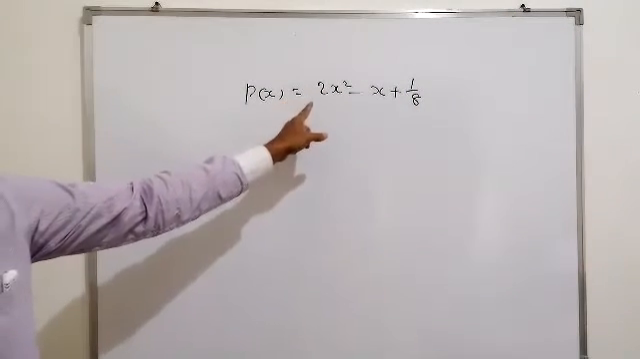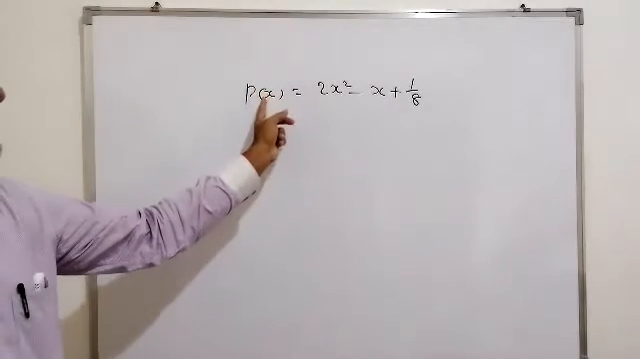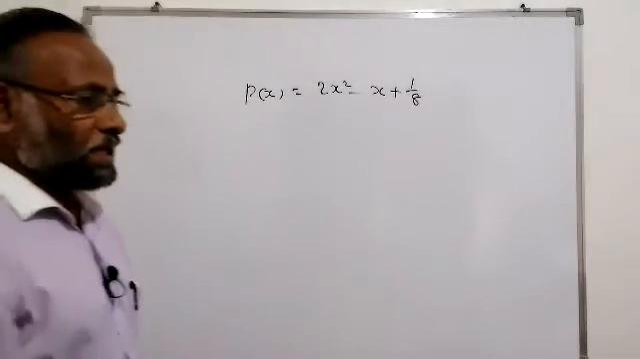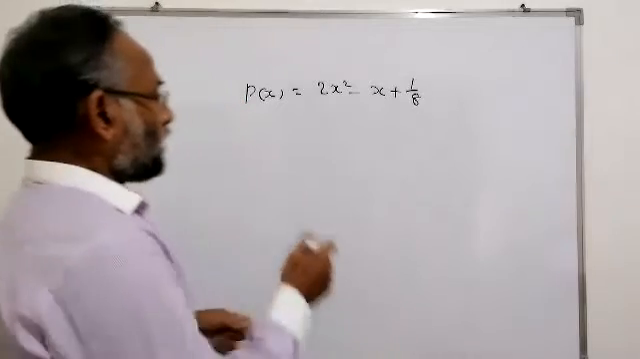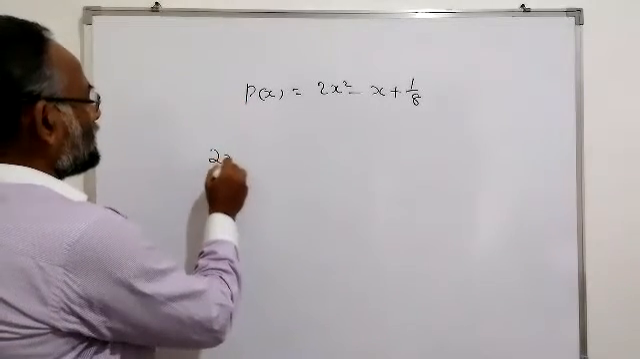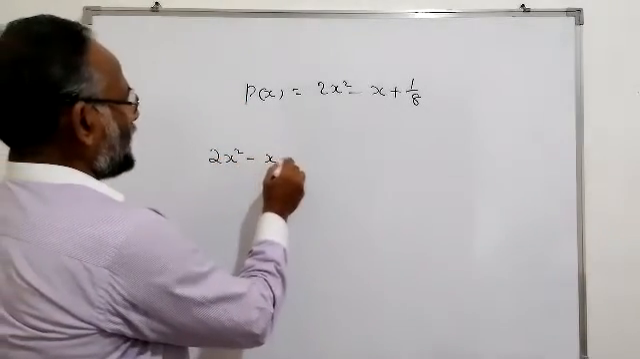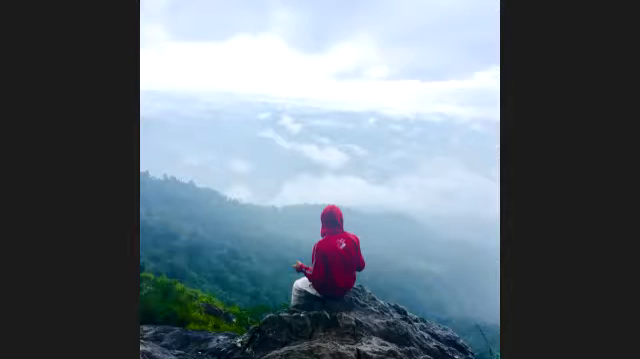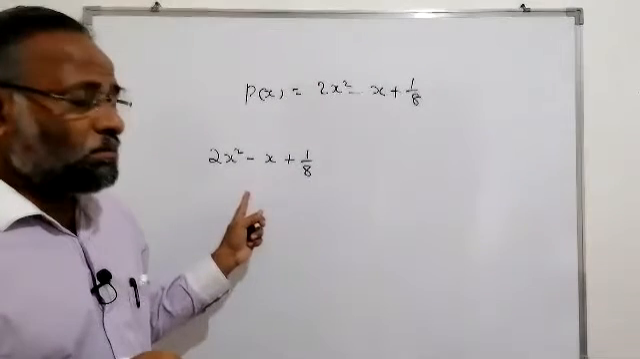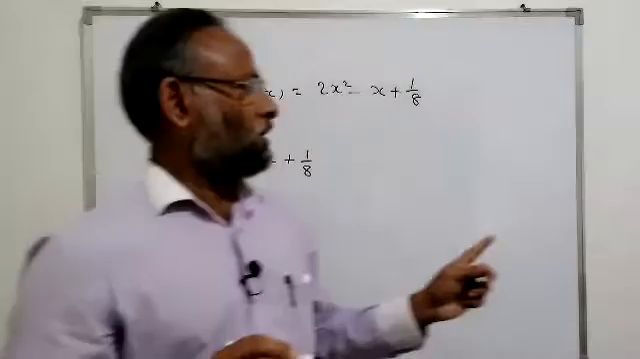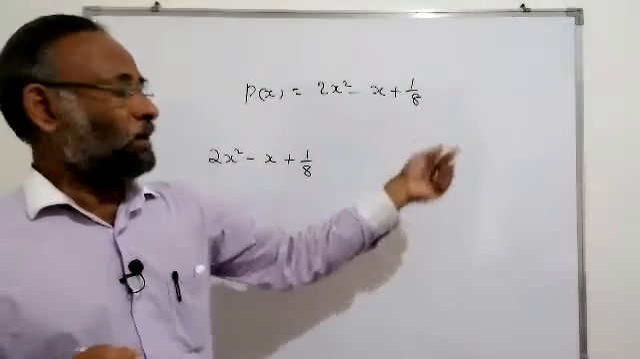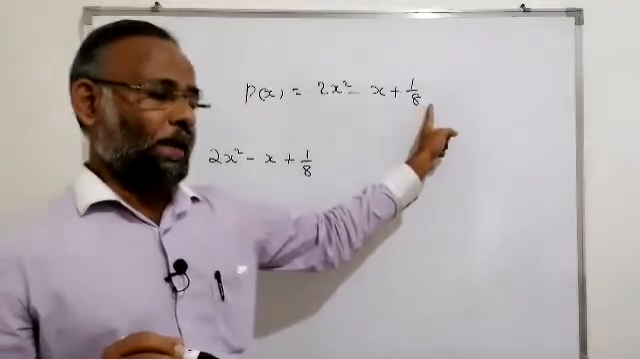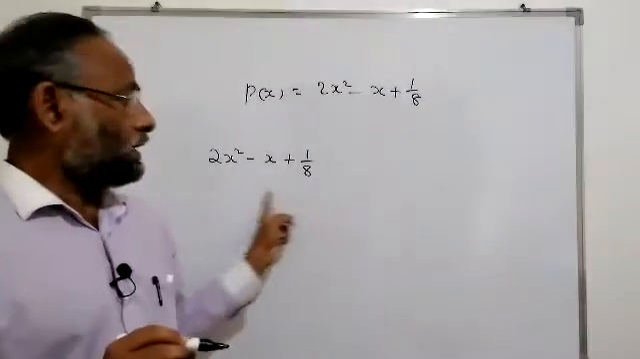Now listen here. I am talking about this p(x) is equal to 2x square minus x plus 1 by 8. But our question is a quadratic equation: 2x square minus x plus 1 by 8. What to do here? I want to make an equation. Tell me. Is it a quadratic equation now? Yes. Multiply by 8. Whatever be that, here also I can multiply by 8. My question is, this is a polynomial now, a quadratic polynomial. Is this a quadratic equation now?